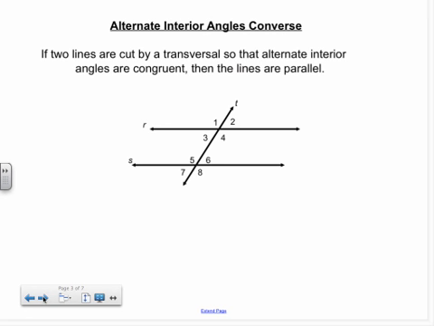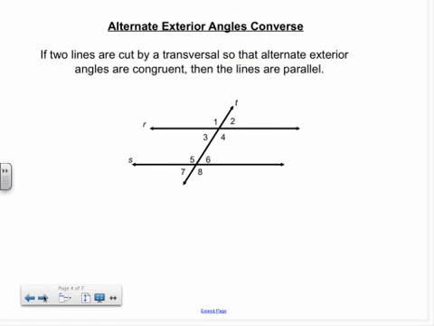Let's look at our next theorem, alternate interior angles converse. If two lines are cut by a transversal and alternate interior angles are congruent, then the lines are parallel. So any pair of alternate interior angles, I could use angles 3 and 6, and if I know those are congruent, I can conclude that the lines are parallel. Next is the alternate exterior angles converse. So I have my two lines cut by a transversal with alternate exterior angles congruent, and I can conclude that the lines are parallel. Alternate exterior angles, remember, would be angles 1 and 8 or 2 and 7. So we'll say that we know 2 and 7 are congruent, then I can conclude that those lines are parallel.